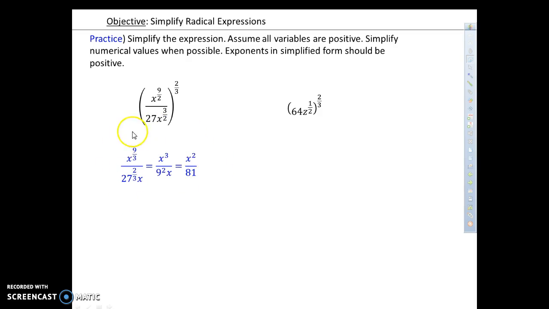If you tried these, you should have gotten a solution exactly like this. And here for this one, same principles as the problem that we just did.